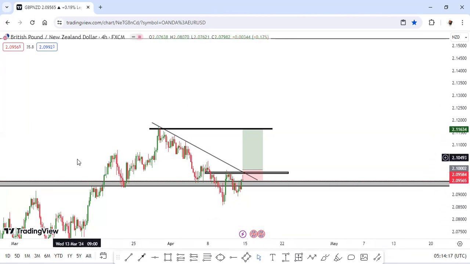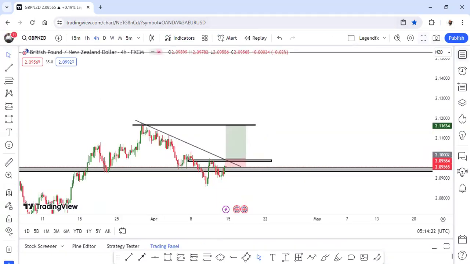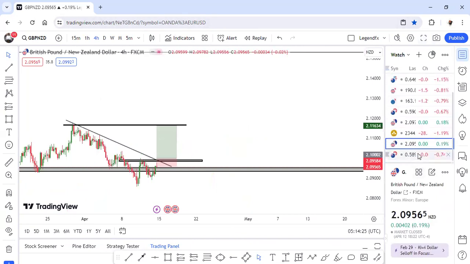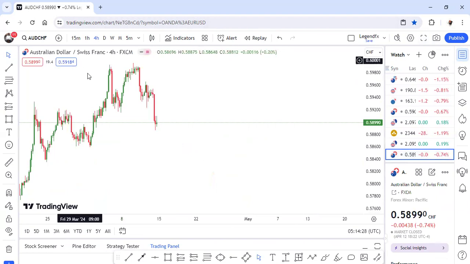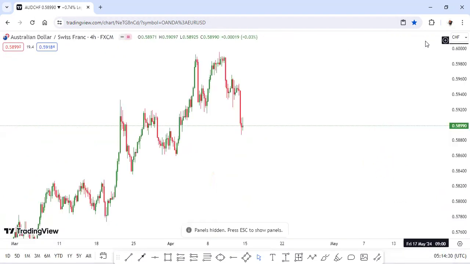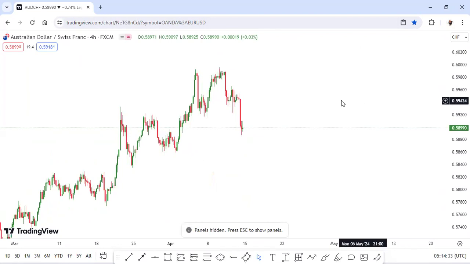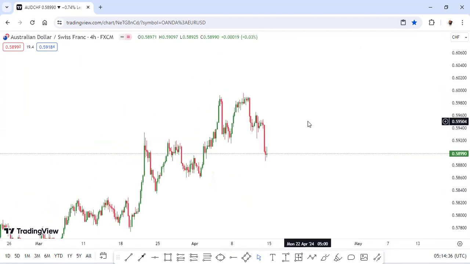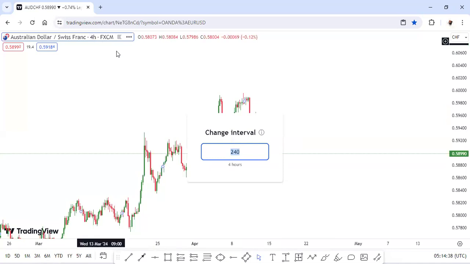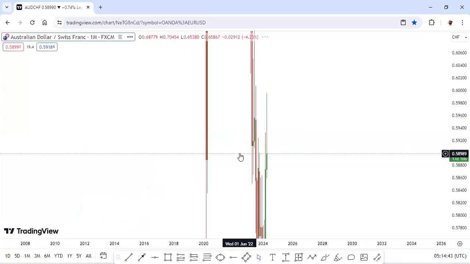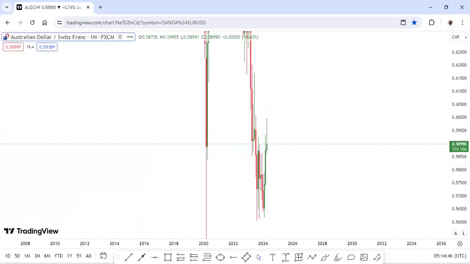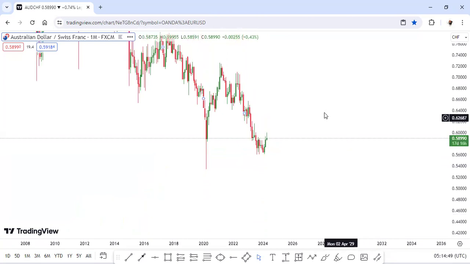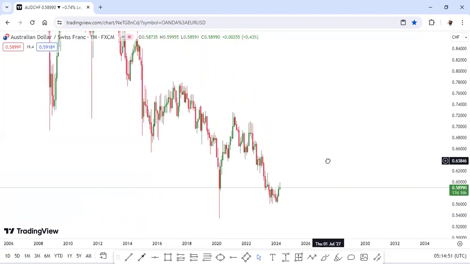So let's head over to my AUDCHF. I am having another setup on AUDCHF. So AUDCHF, like I said before, how to spot a major reversal in the market. We have to head over to our monthly first, and once you head over to your monthly time frame, we'll be able to see that for a very long time, AUDCHF has been in a downtrend.